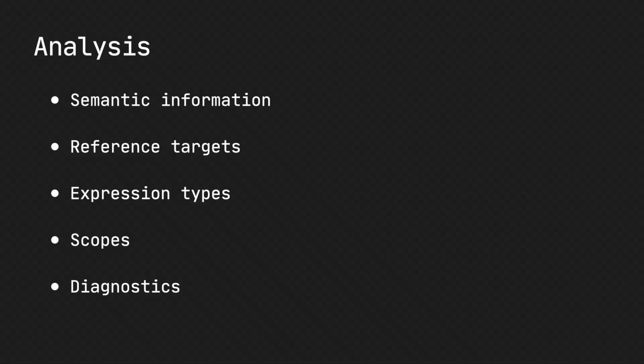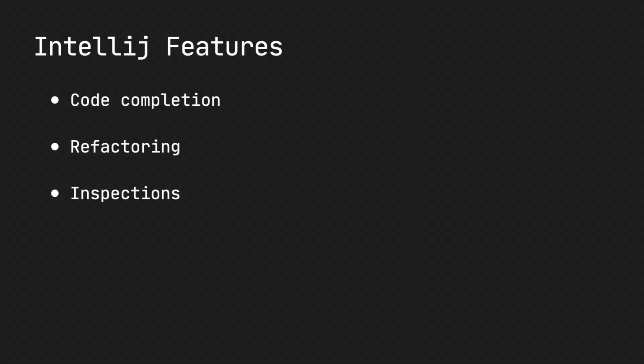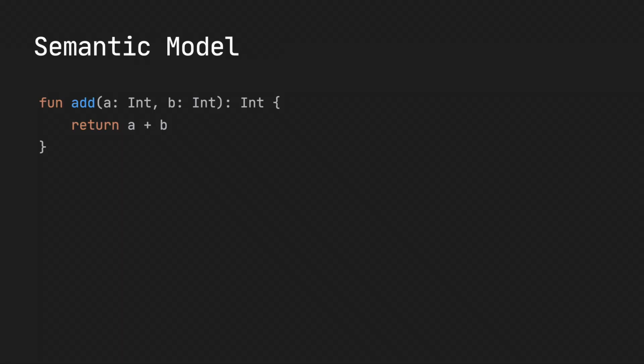So the analysis API takes a very wide approach. It looks at the relationships between your code in order to get this information. So the analysis API is behind all these IntelliJ features such as code completion, refactoring, and inspections. It's an internal API. So let's start by understanding what the semantic model of a piece of code is. So let's start with a simple example.